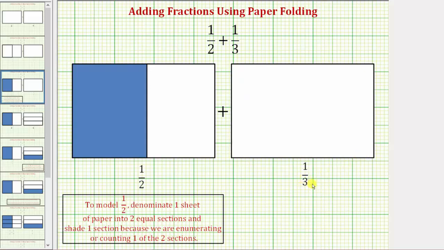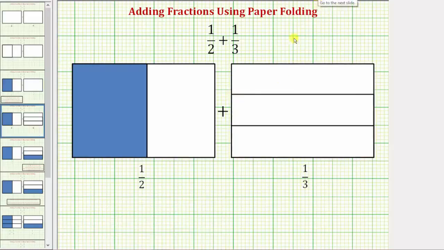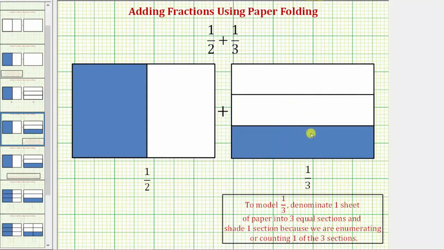Because the denominator is 3, we need to fold the paper so that we have three equal-sized sections or pieces. And for this sheet of paper, let's make the folds horizontally. If we make a fold here and here, notice how we have three equal-sized pieces or sections, and therefore to model 1/3, we would shade one of the three pieces. So here's a model for 1/3. We can also say to model 1/3, we denominate one sheet of paper into three equal sections and shade one section because we are enumerating, or counting, one of the three sections.